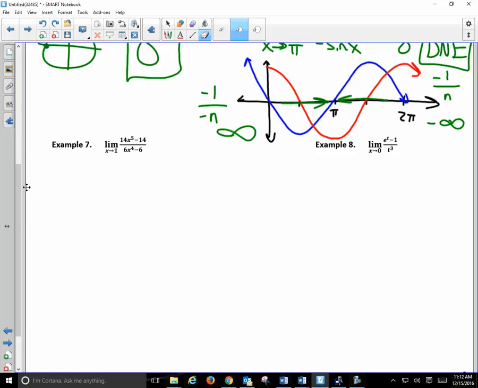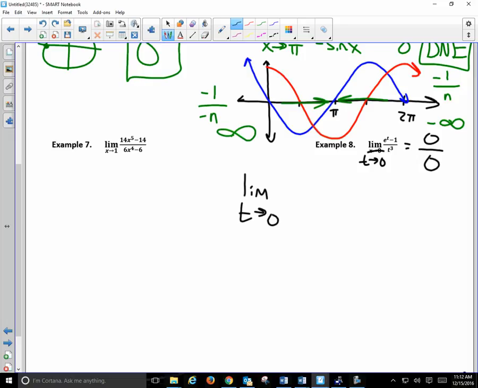Plug in 0. T goes to 0, not x. So t goes to 0, so e to the 0 is 1 minus 1 is 0, and then 0 to the third is 0. I get 0 over 0. What do we do? L'Hopital. Limit as t goes to 0 of, what's the derivative of e to the t minus 1? E to the t. What's the derivative of t to the third? 3t squared.